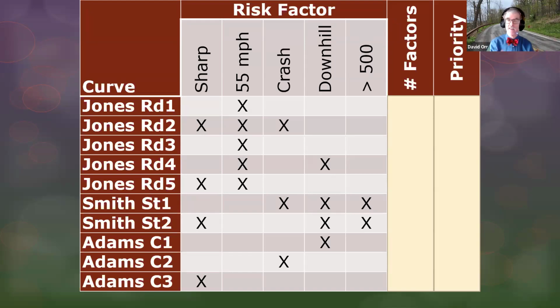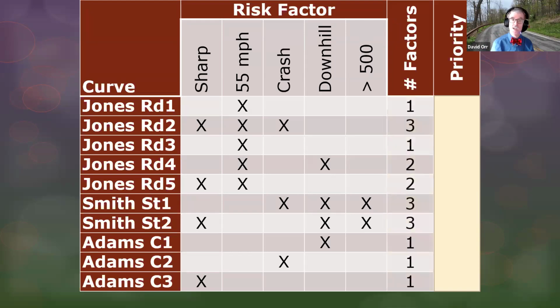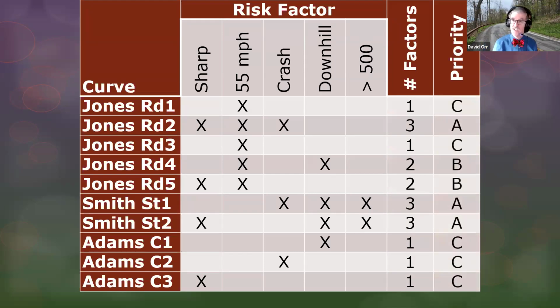We're going to focus where we have more risk. So in this case, you just would add them up, okay? Just add up the numbers. And in this case, we've got the number of factors, 1 for Jones Road 1, 3 for Jones Road 2, and so on. And the priority then is just the highest number of risk factors. So if I was doing this particular network, my priority roads would be Jones 2, Smith Street 1, and Smith Street 2.